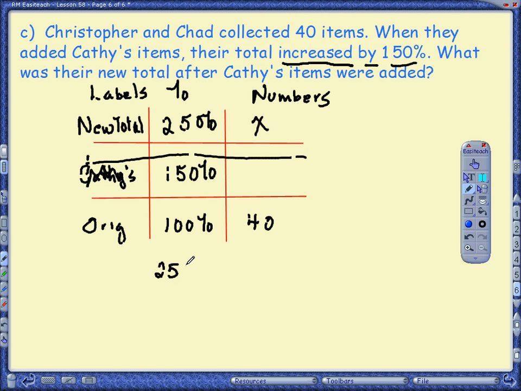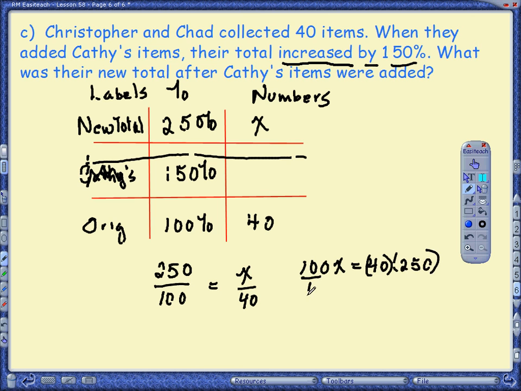We're going to put 250 over 100 equals X over 40. And we're going to cross multiply again. We're going to have 100X equals 40 times 250. And then we're going to divide that by 100. And you can do that now right on your calculator. This concludes lesson 58.